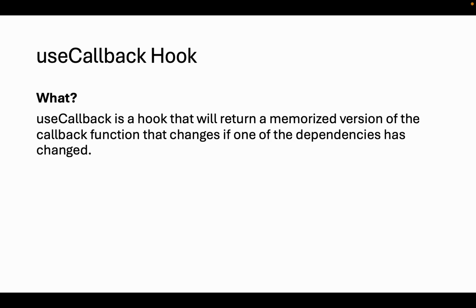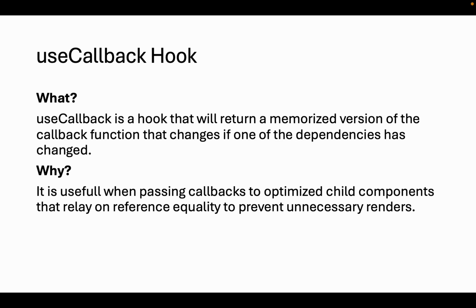useCallback is a kind of function hook that takes a callback as a parameter and the list of dependencies as a parameter. If there is any change in those dependencies, then it will return an updated function. Otherwise, it will return the same callback function. Why do we need the useCallback hook? It is useful when passing callbacks to optimized child components that rely on reference equality and prevent unnecessary rendering.